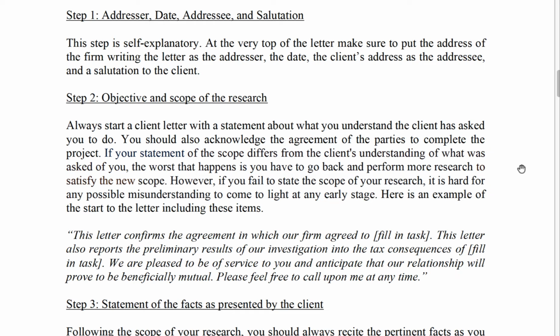If they object to something in the letter, then they need to send you something back, or they need to contact you and say, no, I wanted you to research this and draft the tax return, or I wanted you to research this issue and that issue, or you state the facts, but actually the facts are this. That's going to be very, very important in the client letter.